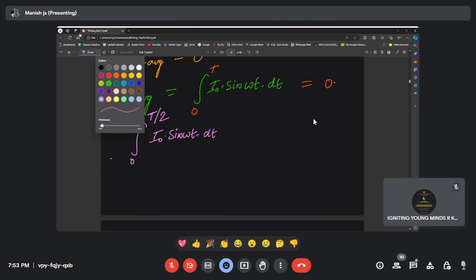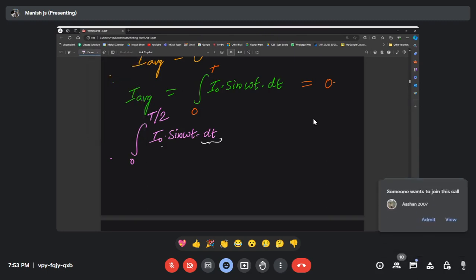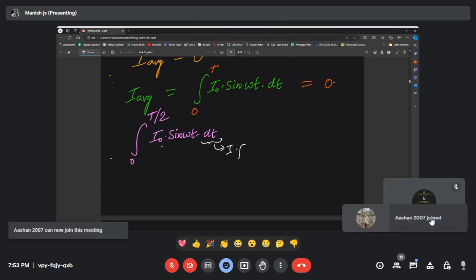Now, children, here you need to understand this dt is there, no? This is called the integrating factor. It's a factor of integration, so we will call it IF. IF stands for integrating factor.